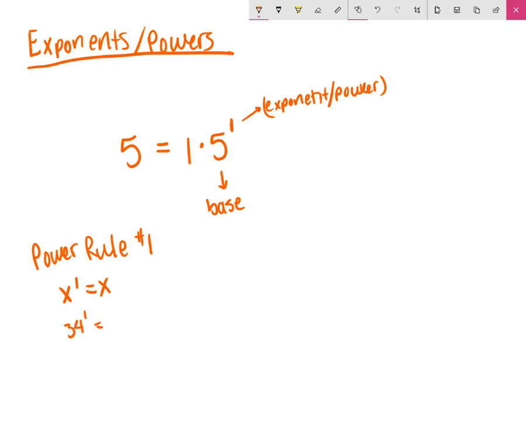Let's do another. 34 to the 1 power is 34. 467 to the 1 power, that is 467. Got it?